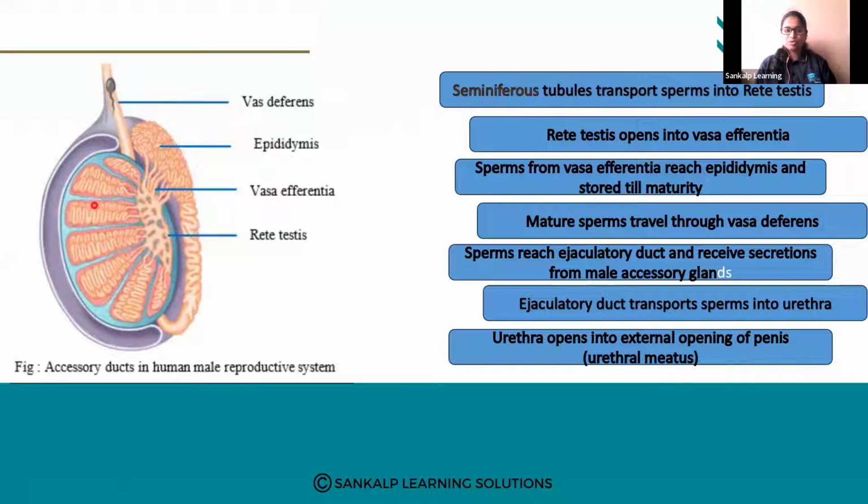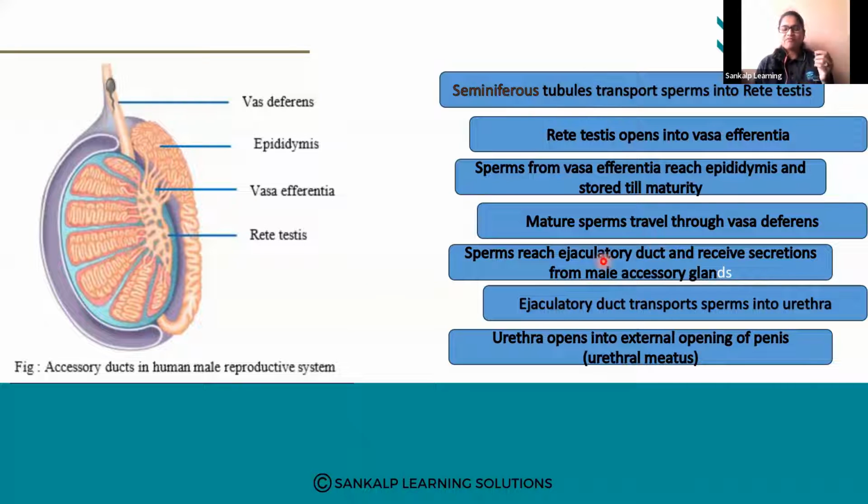From the seminiferous tubules, the sperms will go to the rete testis, right? From the rete testis they open into vessel-like structures which are called vasa efferentia. From the vasa efferentia the sperms go to the epididymis. In the epididymis, the sperms are stored until they mature. Once the sperms get matured, they will transfer to the vas deferens.